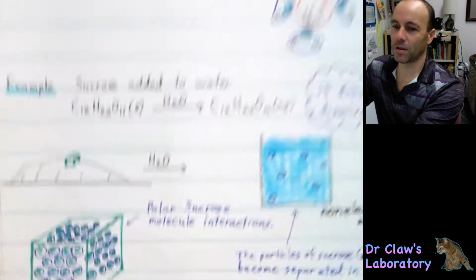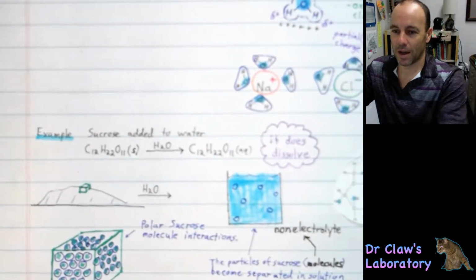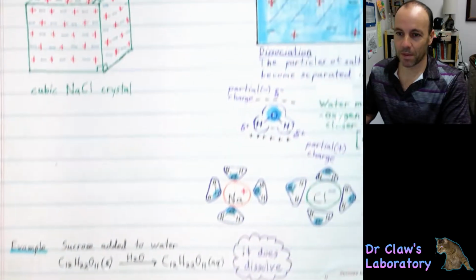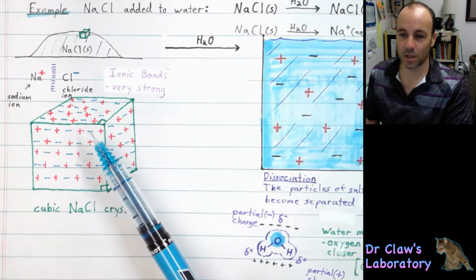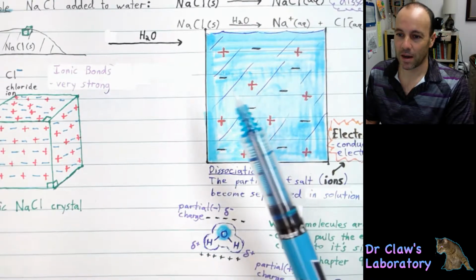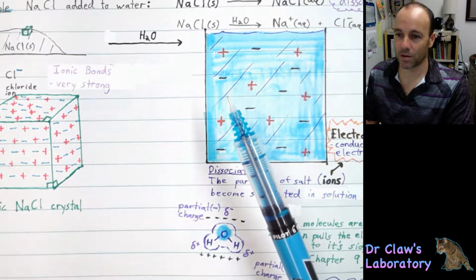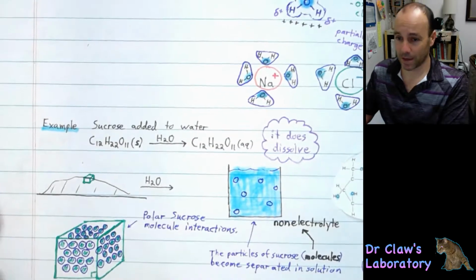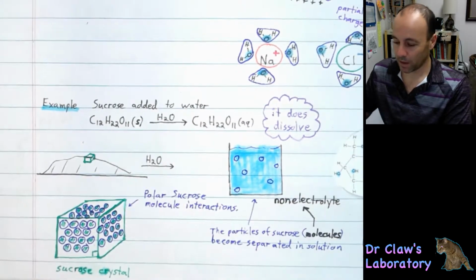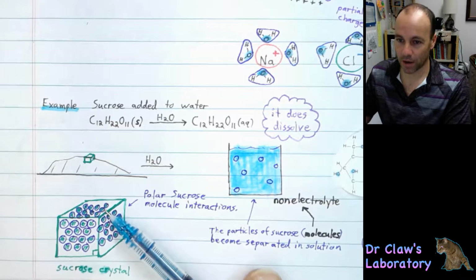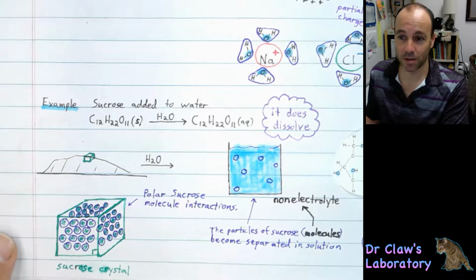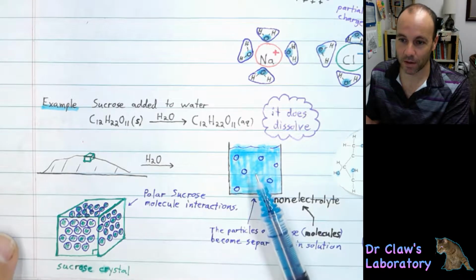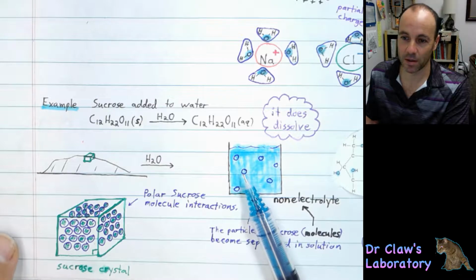Different type of interaction here though, because there are no ions this time. So up there in the sodium chloride situation, these are ion-ion interactions in the solid phase, and then ion-dipole interactions in the solution phase. And down there, for sucrose, these are dipole-dipole interactions in the solid phase, and then also dipole-dipole interactions in the solution phase. The dipole on the water interacts with the dipole on the sucrose.